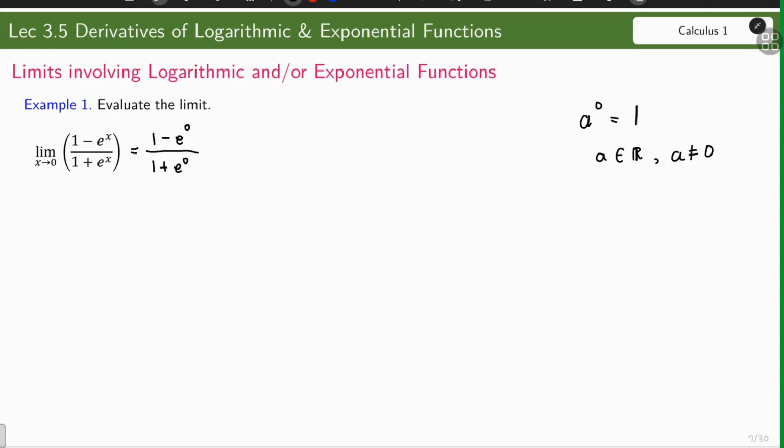Okay, so what will be the value? e is a number, a real number. So we have 1 minus 1 all over 1 plus 1. So we have 0 divided by 2. It exists. So we have here 0. It exists. So this is the final answer.